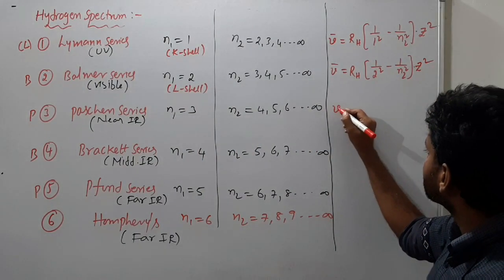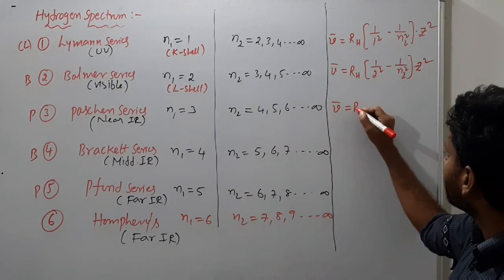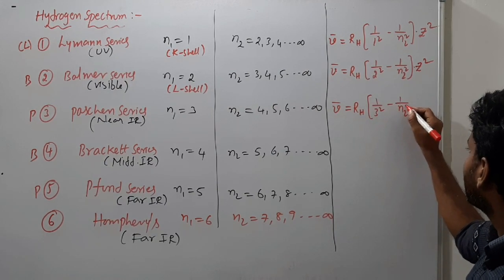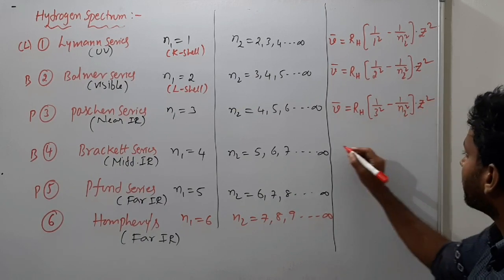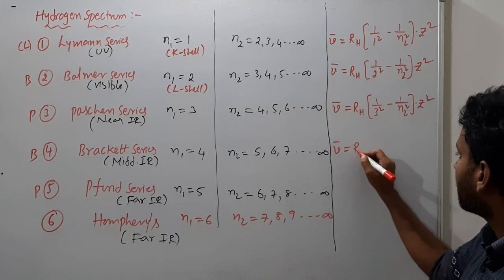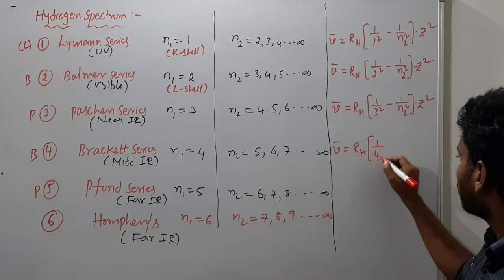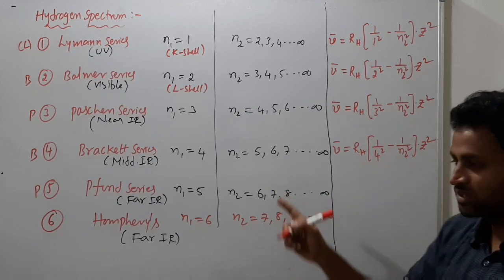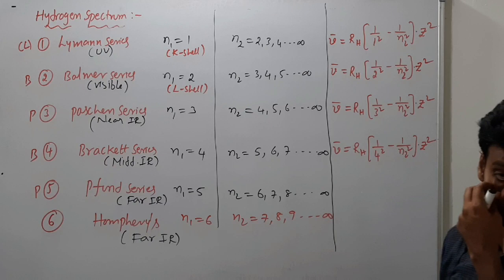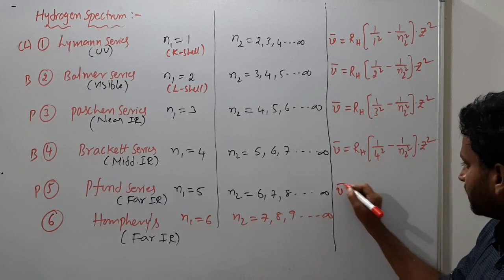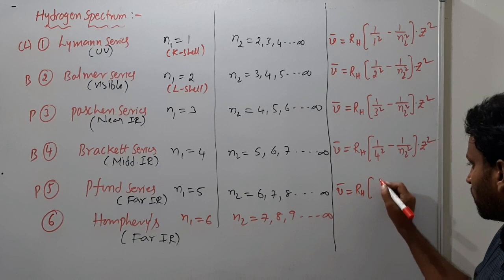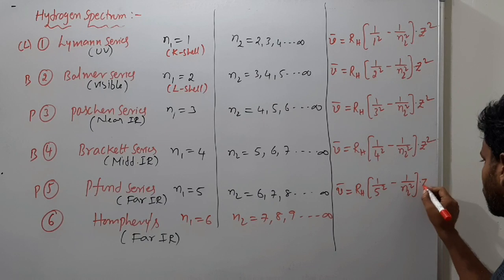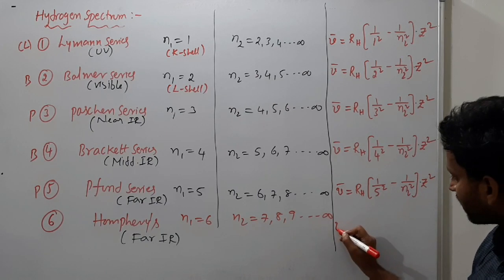And here the same nu bar formula. Can you write? Nu bar is RH into 1 by 3 square minus 1 by N2 square into Z square. Then here nu bar is RH into 1 by 4 square minus 1 by N2 square into Z square, like that. So following everyone, Brackett series, nu bar is RH into 1 by 5 square minus 1 by N2 square into Z square, like that. If you want, you can write for this also.